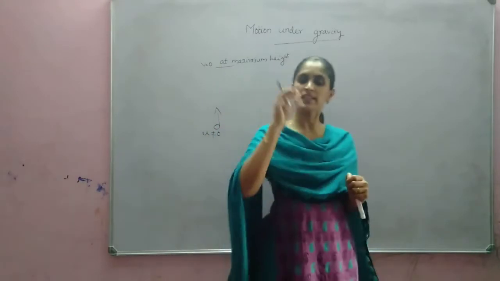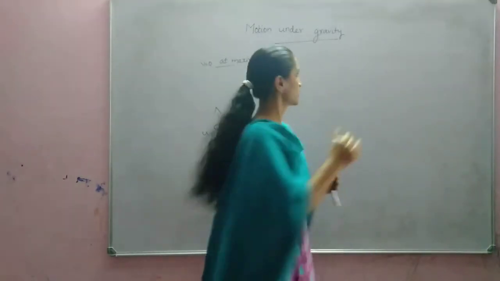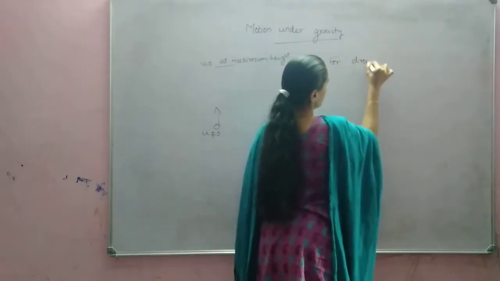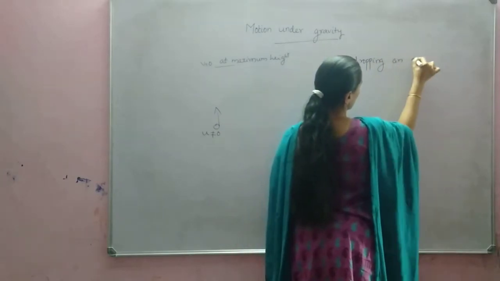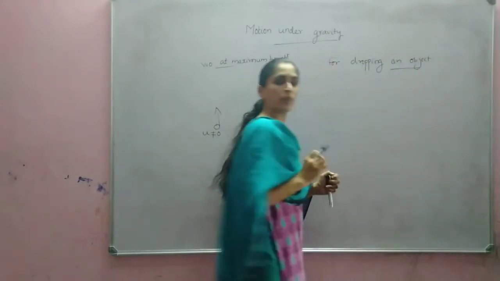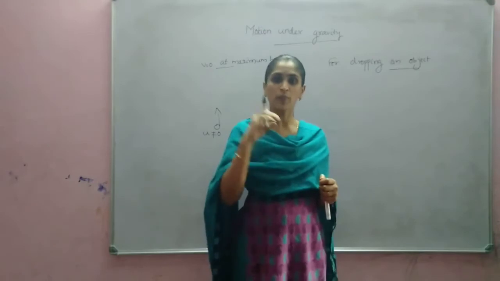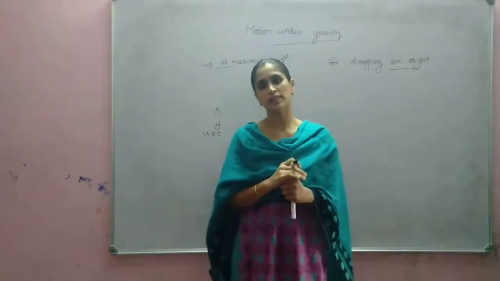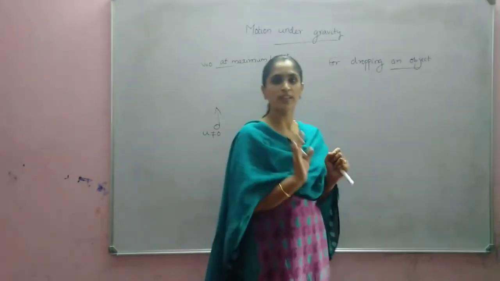Similarly, when an object is dropped, initially its velocity is 0. As it goes down, its velocity gradually increases. So this is the case of motion under gravity.